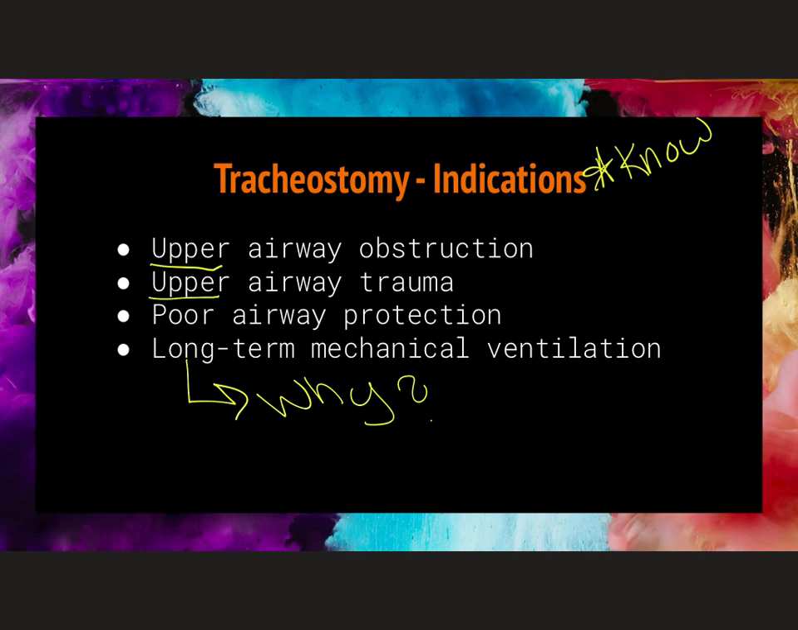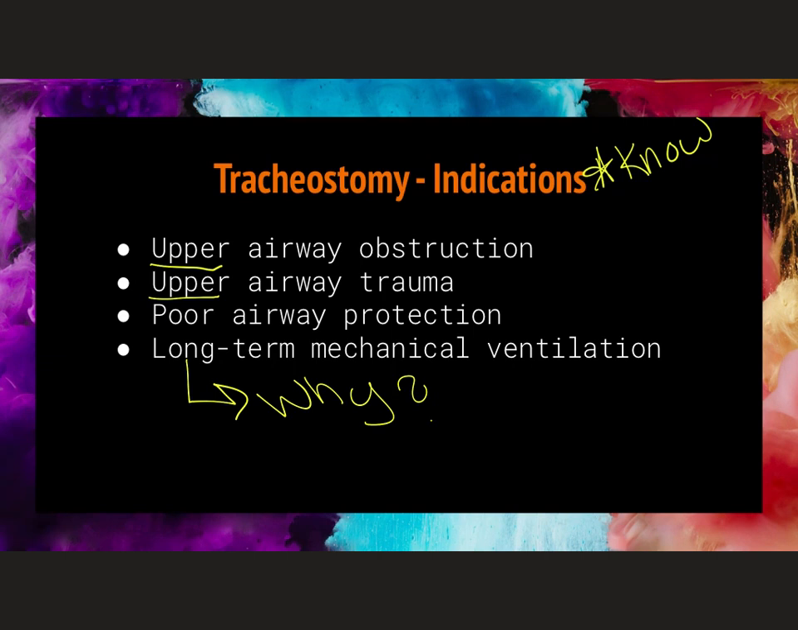We can reduce sedation with patients that have a trach because they're more likely to be calm on the vent and not wanting to pull that tube out. It's easier to remove secretions. We don't have to go down as far with the suction catheter.